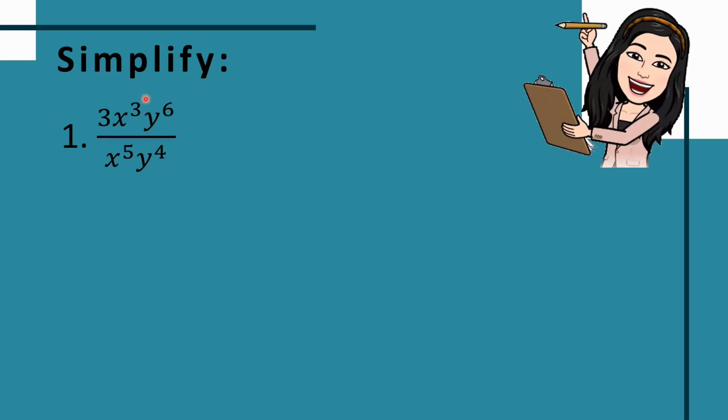Kapag po ating sinubtract si 3 by 5, it will result to a negative number. Tama ba? Okay, so ibig sabihin, magiging x to the negative 2. At habang dito, so y to the 6th, and then y to the 4th power, 6 minus 4 is equal to 2. So, positive number siya. So, para hindi na tayo malito, or hindi na kayo malito, in reciprocating the terms, ganito na lang ang gawin natin.